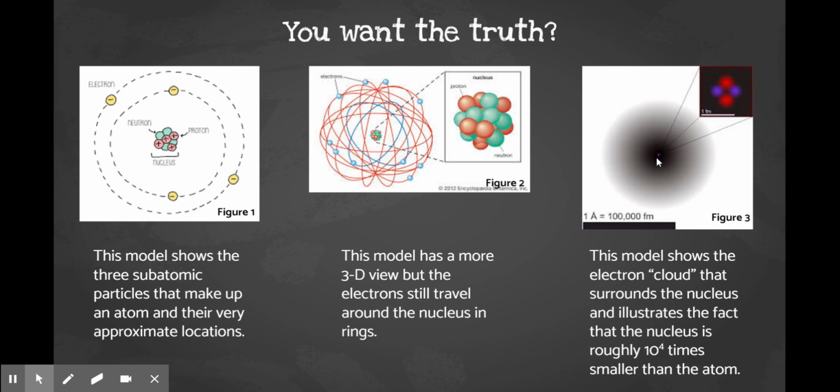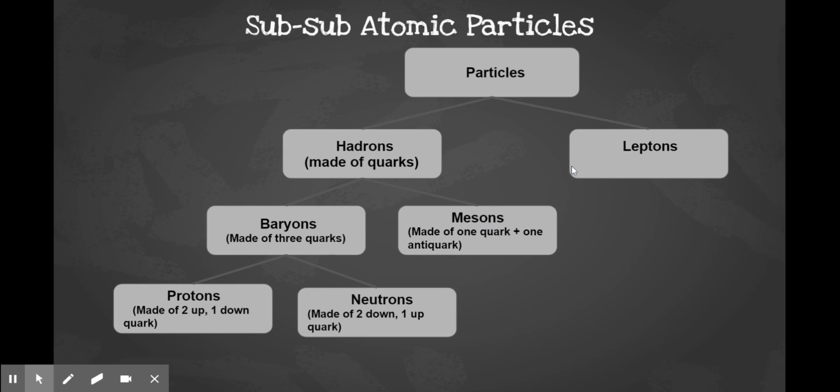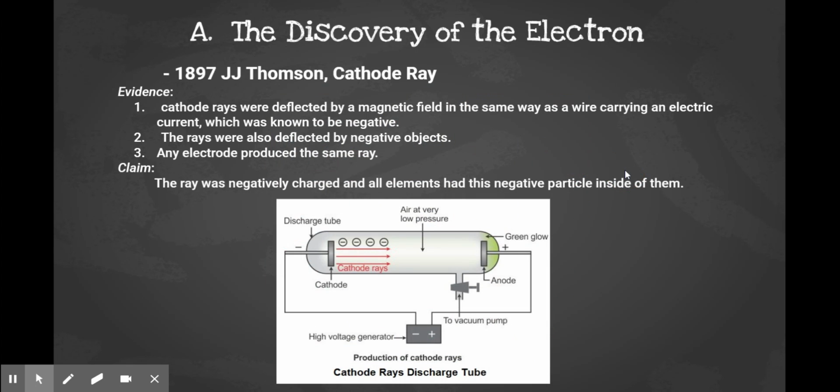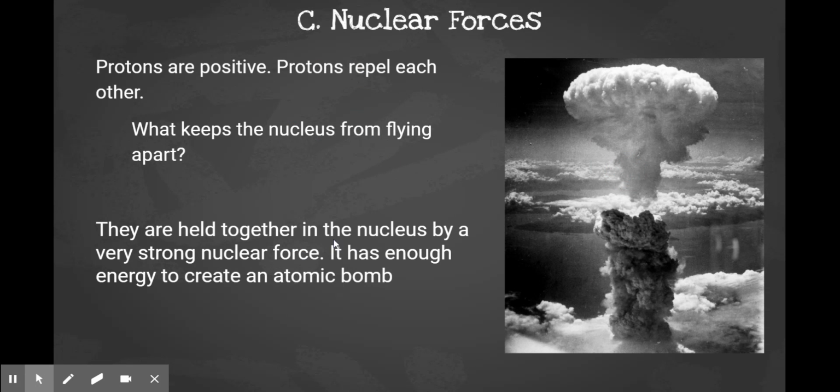So how do all of those protons and the neutral neutrons stay held together so tightly in the center of the atom? Well, that is called the strong nuclear force. And it is a really strong force that has enough energy to create the atomic bomb. And it is what glues those protons and neutrons together in the nucleus. So the strong nuclear force holds the protons together and keeps the atom from exploding spontaneously.